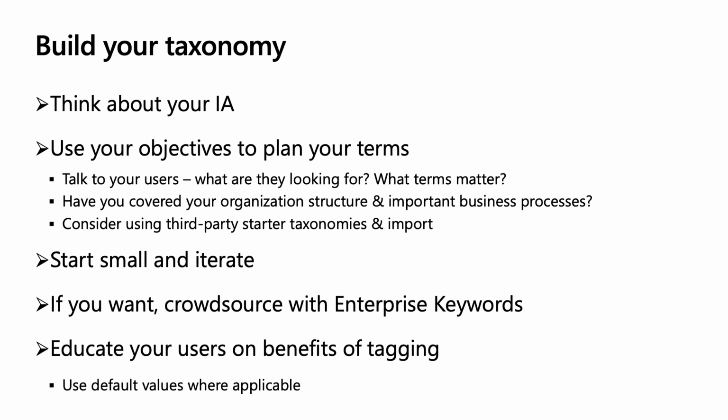Another good idea would be to consider whether you'd want to represent organization and structure and important business processes and asset types as candidates for your terms, because they seem to have worked for other organizations. And finally, if you don't want to start from scratch, you can consider using third-party starter taxonomies and adapting them to your needs. A number of them are available online.